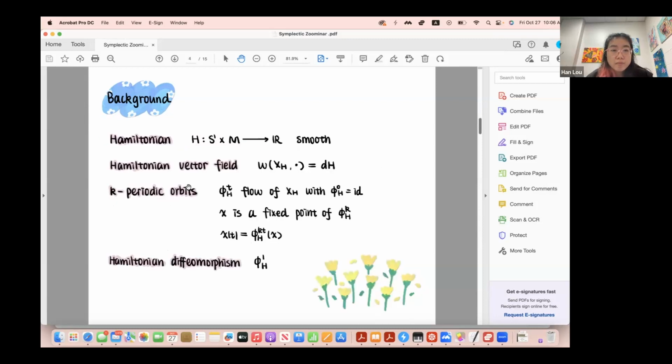Okay. And a Hamiltonian is a smooth map from S^1 cross M to R. The Hamiltonian vector field is a vector field X_H such that omega of X_H is dH. For k-periodic orbits, first we need the flow of the Hamiltonian vector field such that when time is 0, the map is the identity. And we take a fixed point of phi_H^k, x, then x(t) is phi_H^(kt) of x, which is the k-periodic orbit. And we call the time 1 map a Hamiltonian diffeomorphism.